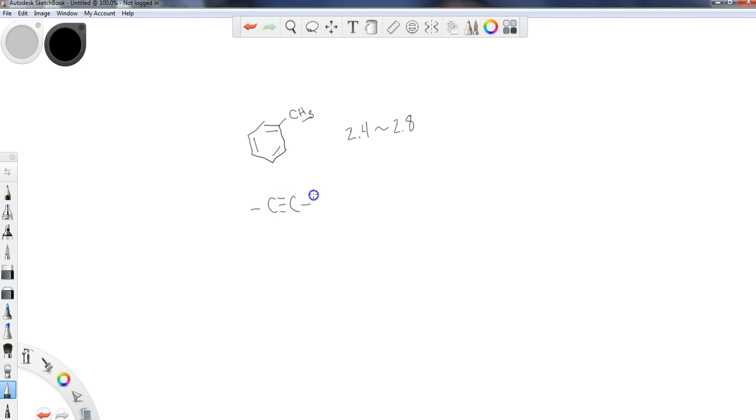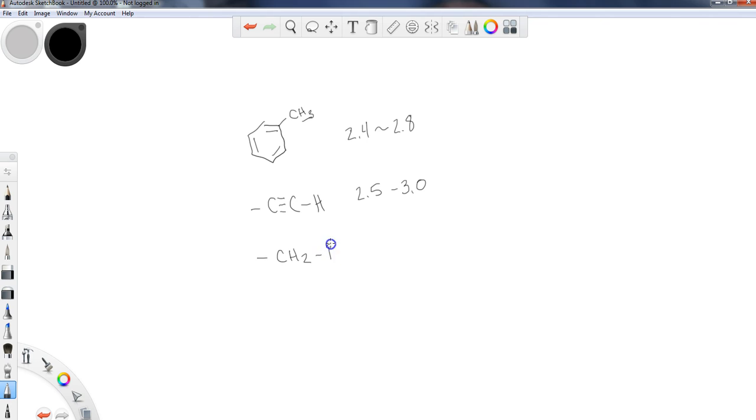Okay. So this hydrogen here, if we have a terminal, now we're directly on this alkyne. In that case, this is going to be 2.5 to 3, somewhere in that range.